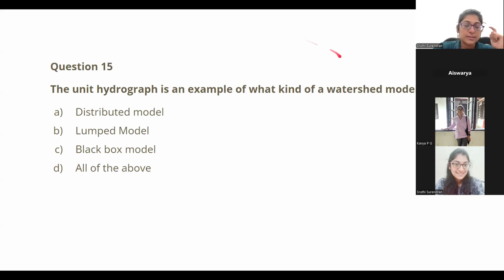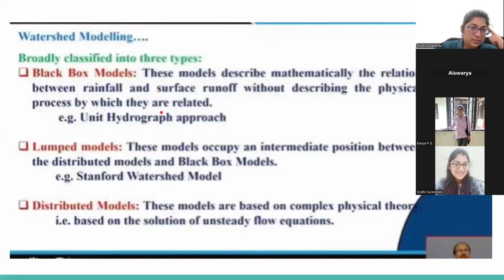Okay, so let's just see what these models are. We just talked about what watershed modeling is and how a watershed model is made. Watershed models can be broadly classified into three categories. One is black box, one is lumped, one is distributed.